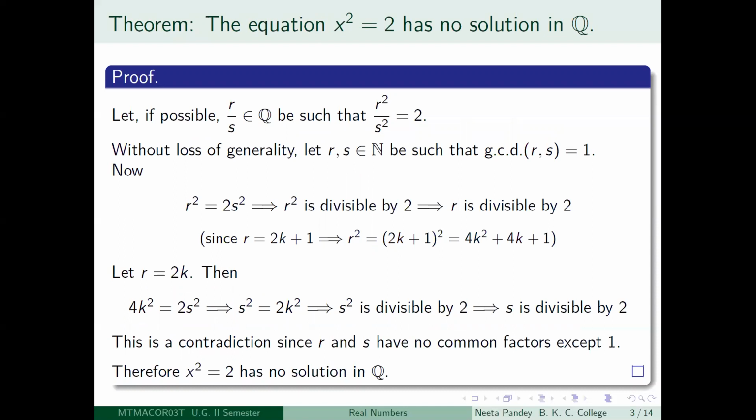So our theorem is that the equation x squared equal to 2 has no solution in the set of rational numbers. So what we will do is we will prove this by contradiction, which we have already discussed in the previous lecture. So suppose r by s is a rational number and suppose that its square is 2. So now what you can do is you can choose this rational number suitably.